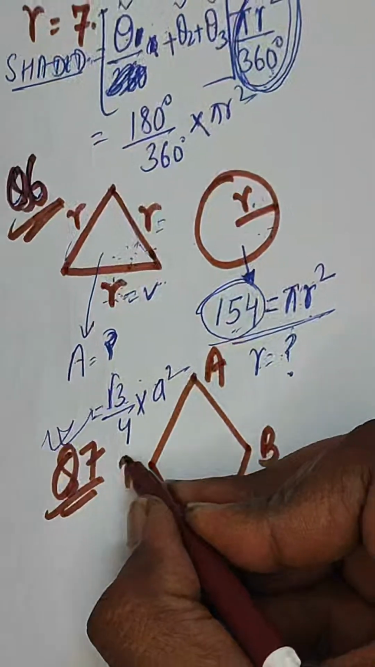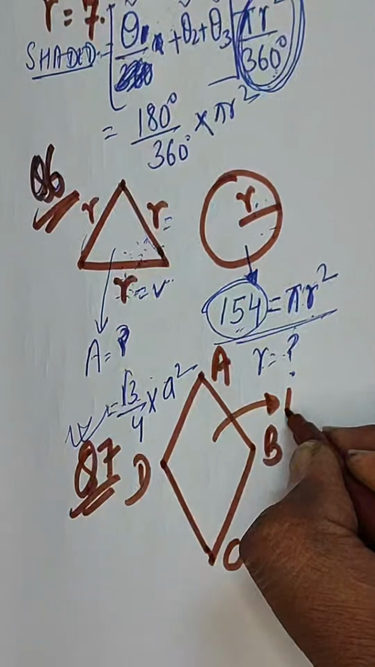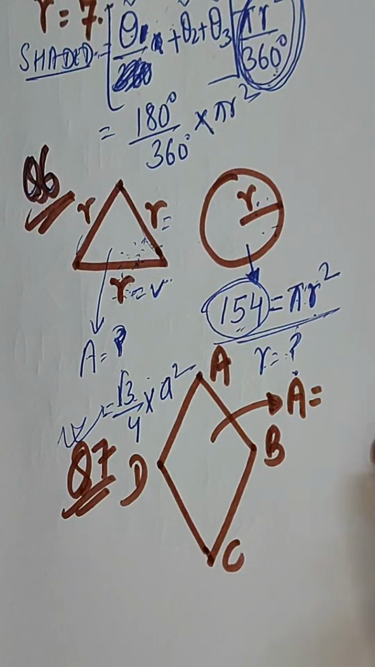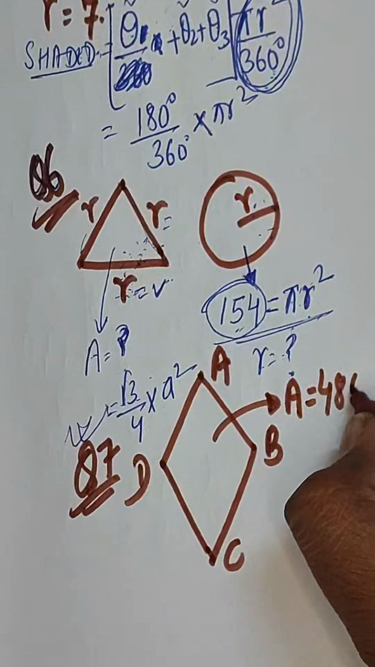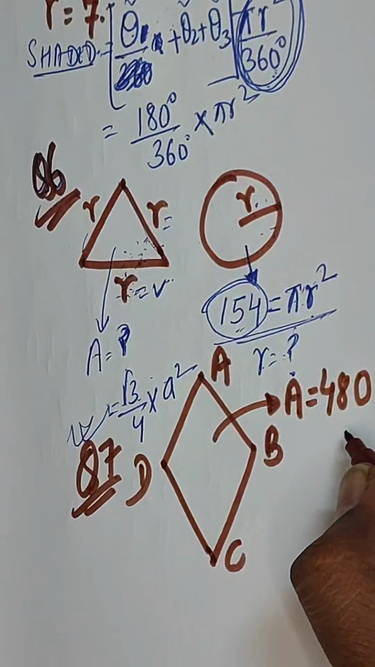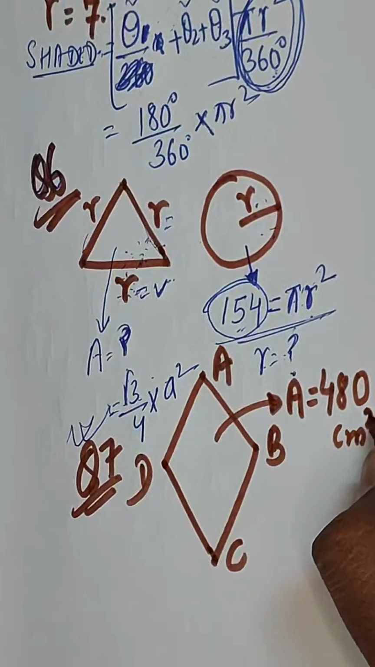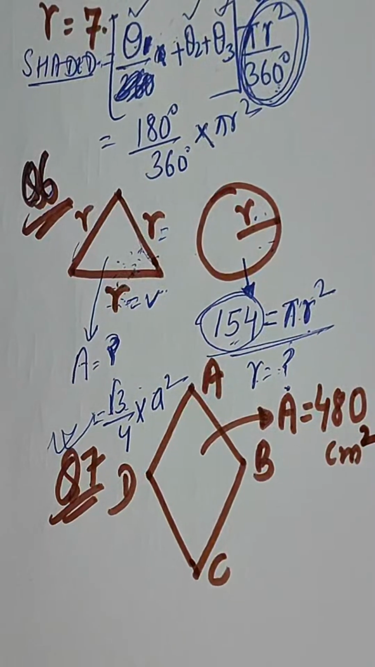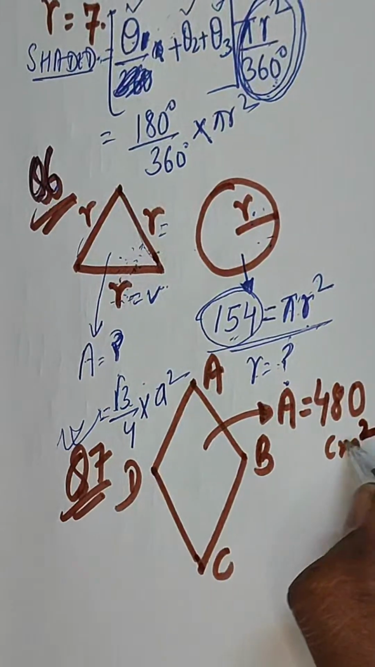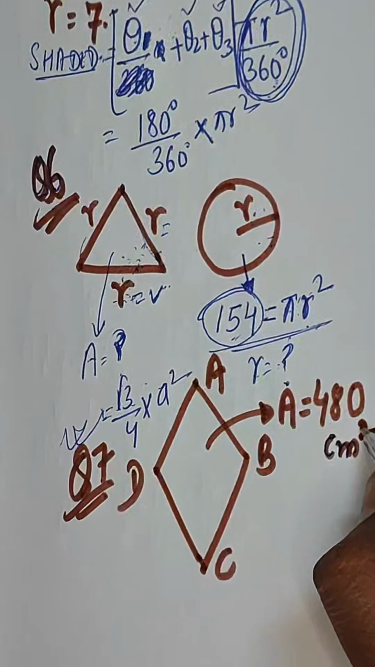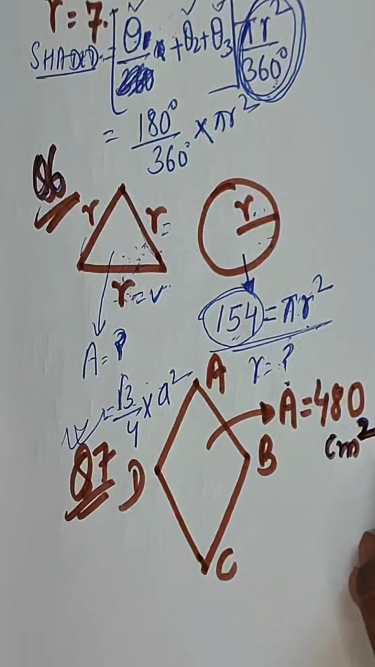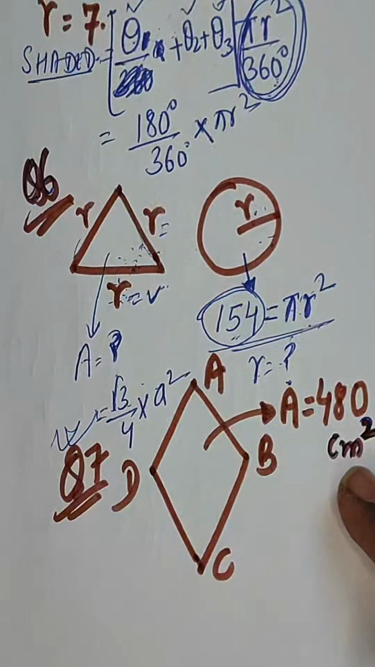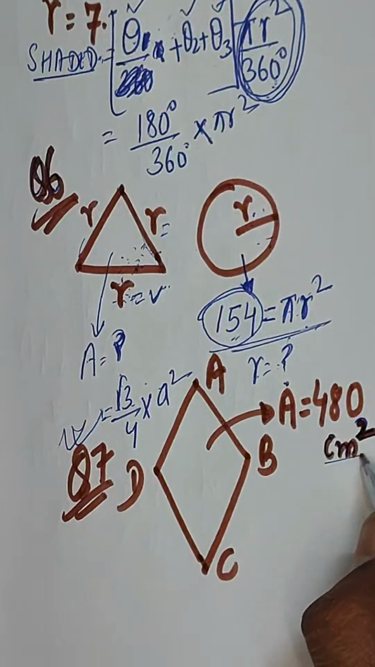ABCD is a rhombus. It's given that the area of this rhombus is equal to 480 centimeter square. So don't forget to write the units, my dear friends. We are quickly doing it, but if I am missing it, you should not miss it. Otherwise, marks will be deducted. Units should be written very properly. Units should not be left. Marks will be deducted for this. Okay, so area unit will be cm square.